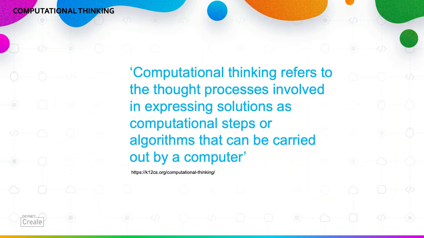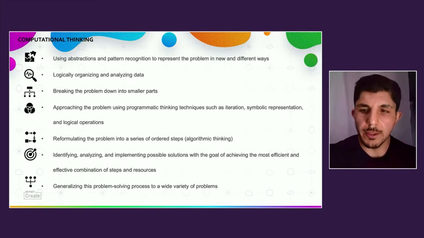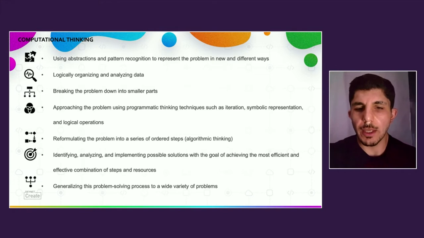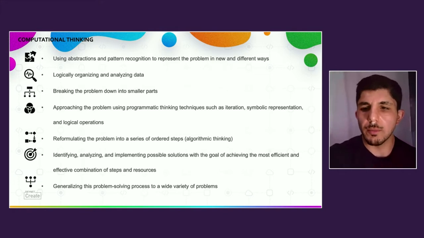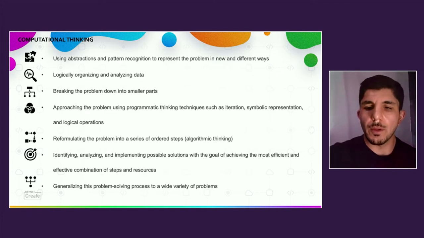And we realized that the foundation here would be computational thinking. Computational thinking refers to the thought process and expressing solutions as steps or algorithms that are carried out by a computer, but can be organized by a human being first. So you clearly define the steps, use abstractions and pattern recognition to represent the problem. You logically organize the data. You break your big problems down to smaller parts. You approach the problem using programmatic thinking techniques like representation and operations. You reformulate the problem into ordered steps. That's algorithmic thinking at that point. You identify, analyze, and implement possible solutions for the most efficient outcome. And then you generalize the approach you created for the one problem into a variety of problems, just like design patterns.